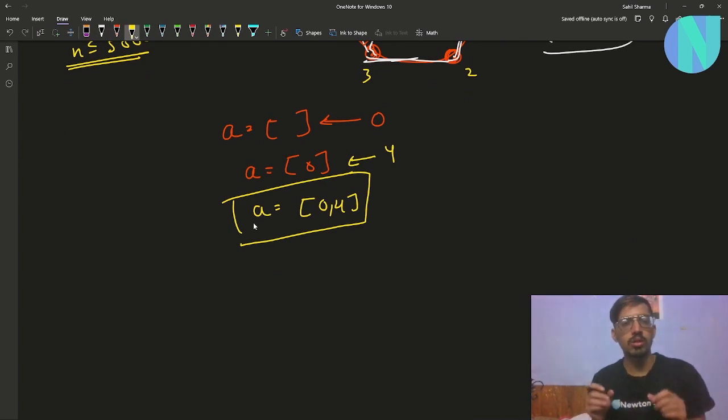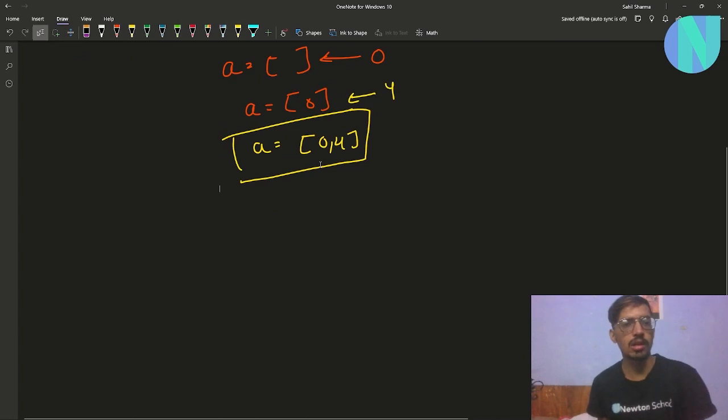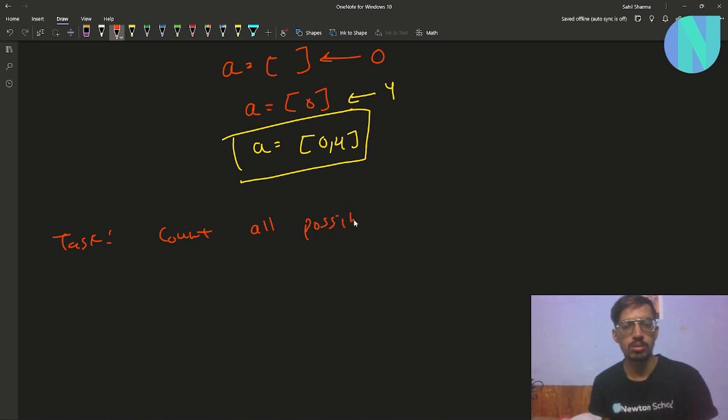So that is the task. You have to count different possible values of A that you can get, right? So your task is to count all possible values of A that we can get.